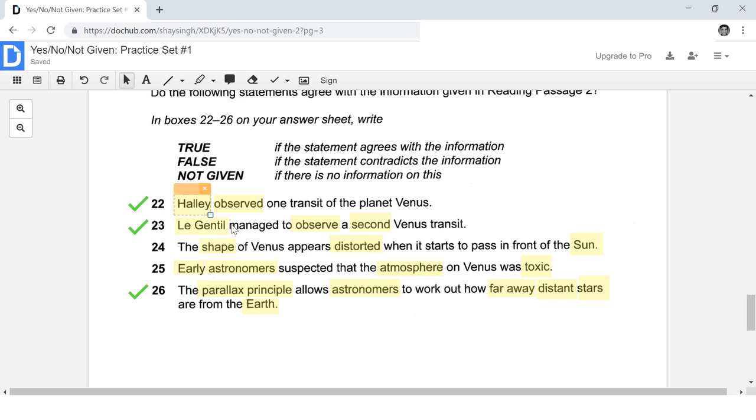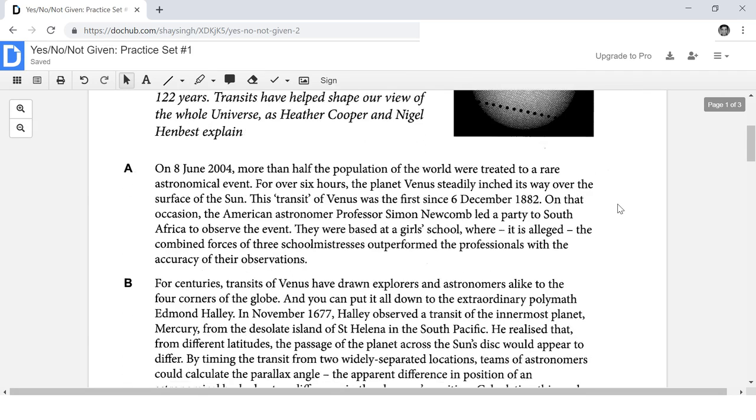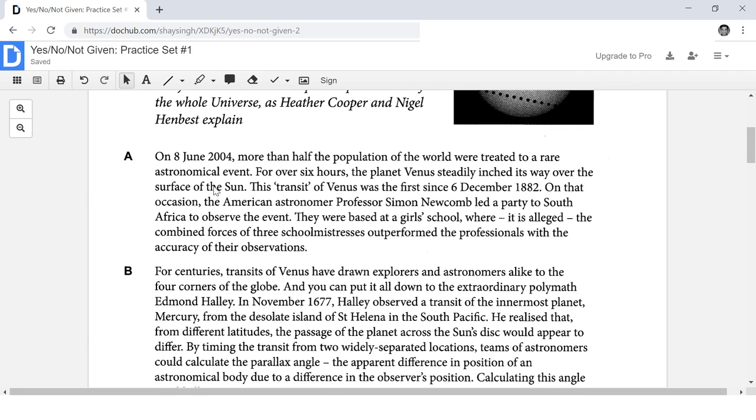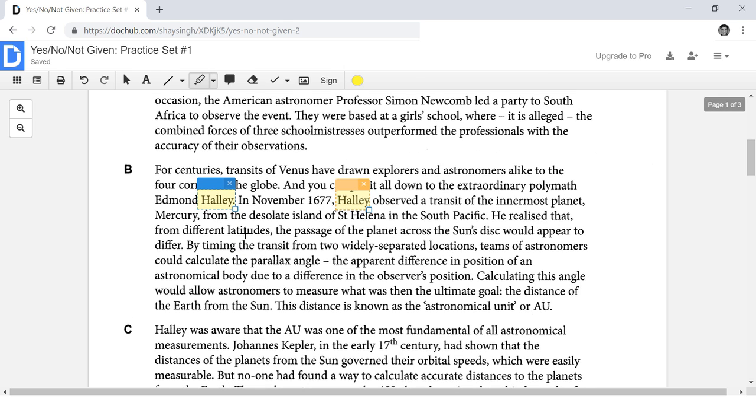So right now I'm going to scroll up and I'm looking for the word Halley. And next I'm going to look for Le Gentil. All right, so let's start scanning. I am looking for Halley, nothing here. There we go, Halley. So the word Halley appears here. Anywhere else? No, that's pretty much it. That's where we find the word Halley.